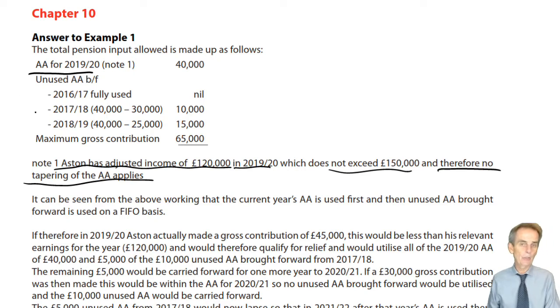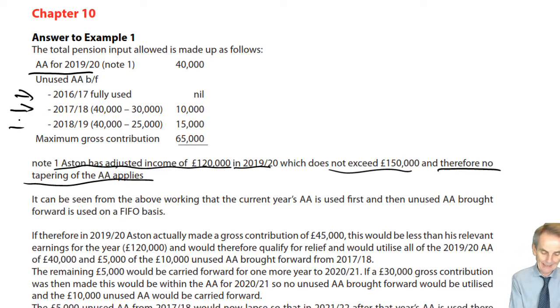We then start to use up unused AA brought forward from the previous 3 years. And that means we go back on a FIFO basis, so back from 1920 would take us back to 1617. But as we saw, the amount of contributions made in that tax year exceeded the 40,000 annual allowance, so all of that annual allowance would have been fully used back in 1617. So there's nothing brought forward.